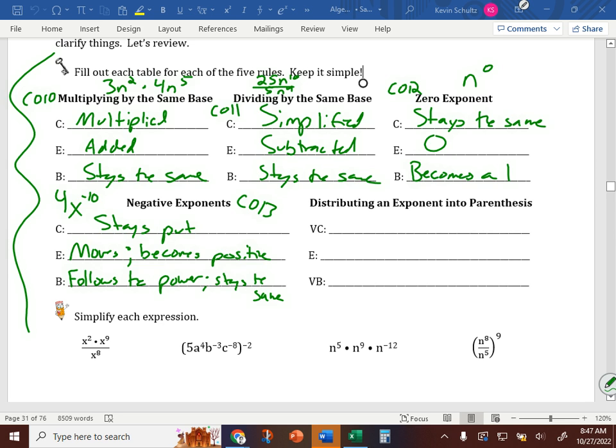This is CO14. Obviously, what you're looking for here is parentheses. If you see them, that's going to be your hint that you're going to need to distribute. And notice I've got VC, variable coefficient. This should be CB, not VC. What was I thinking? CB, coefficient base and variable base. Coefficient base, what happens to the coefficient base? Ethan. Takes on the power.